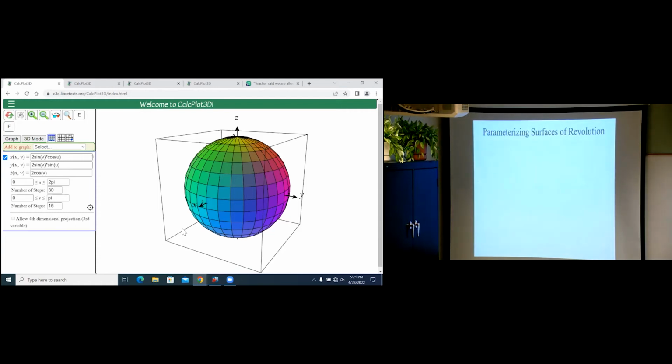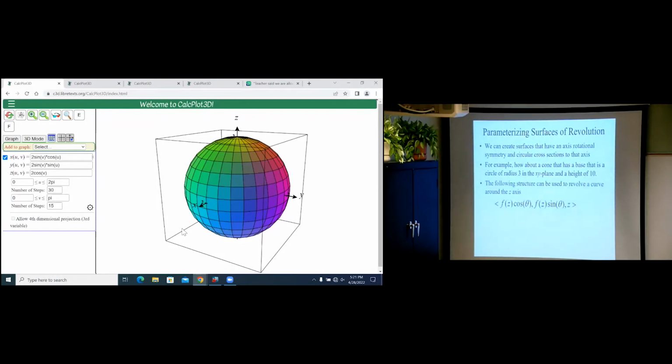Parameterizing surfaces of revolution. This is what we were just doing with that generalized torus, or really anything. We can do this with a cone. We can do this with anything that is symmetric about the z-axis. We can think of it being rotated around the z-axis, right? One way of doing a cone is to create an equation for the line in, say, the ZY plane, and then rotate that line around the z-axis.